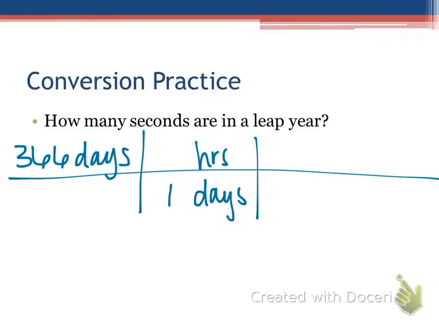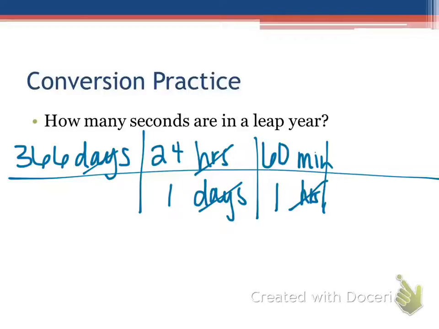Days is the larger unit. There's how many hours in a day? 24. So now I'm done with days. I'm left in hours. That's not what I want. Let's go from hours next to minutes. So 1 hour is equal to 60 minutes. Now I've canceled hours. Now I want to go from minutes to seconds. So 1 minute is equal to how many seconds? 60 seconds. So I'm done with minutes. I'm done with hours. Done with days. My unit that I'm left with is seconds, which is what I want.